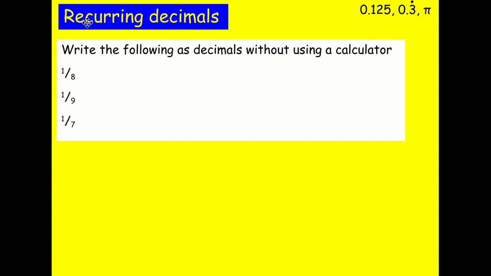Hi, today we are going to study recurring decimals, and I'll talk about what they actually are in a minute. To start off with, I want you to have a go at writing the following as decimals without a calculator.